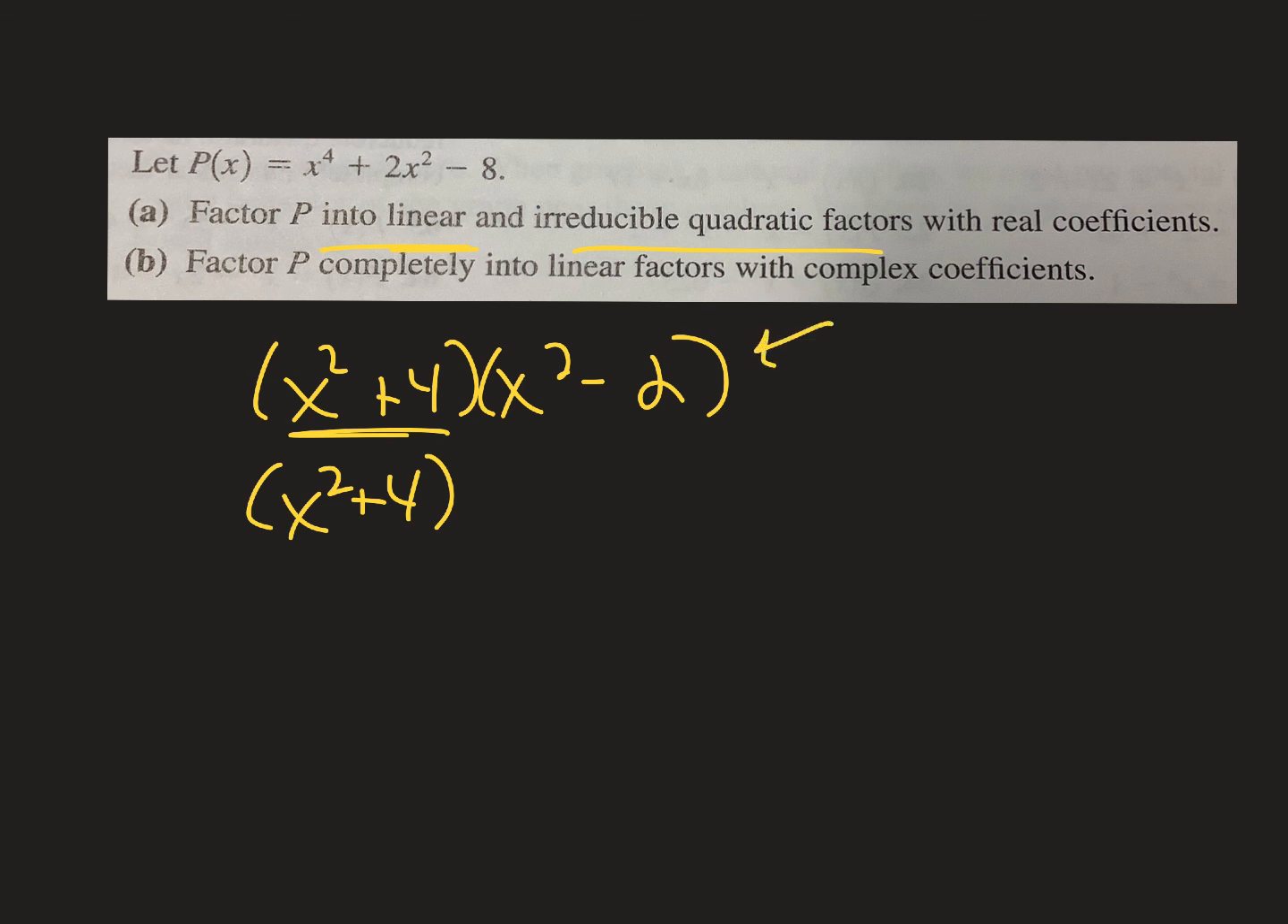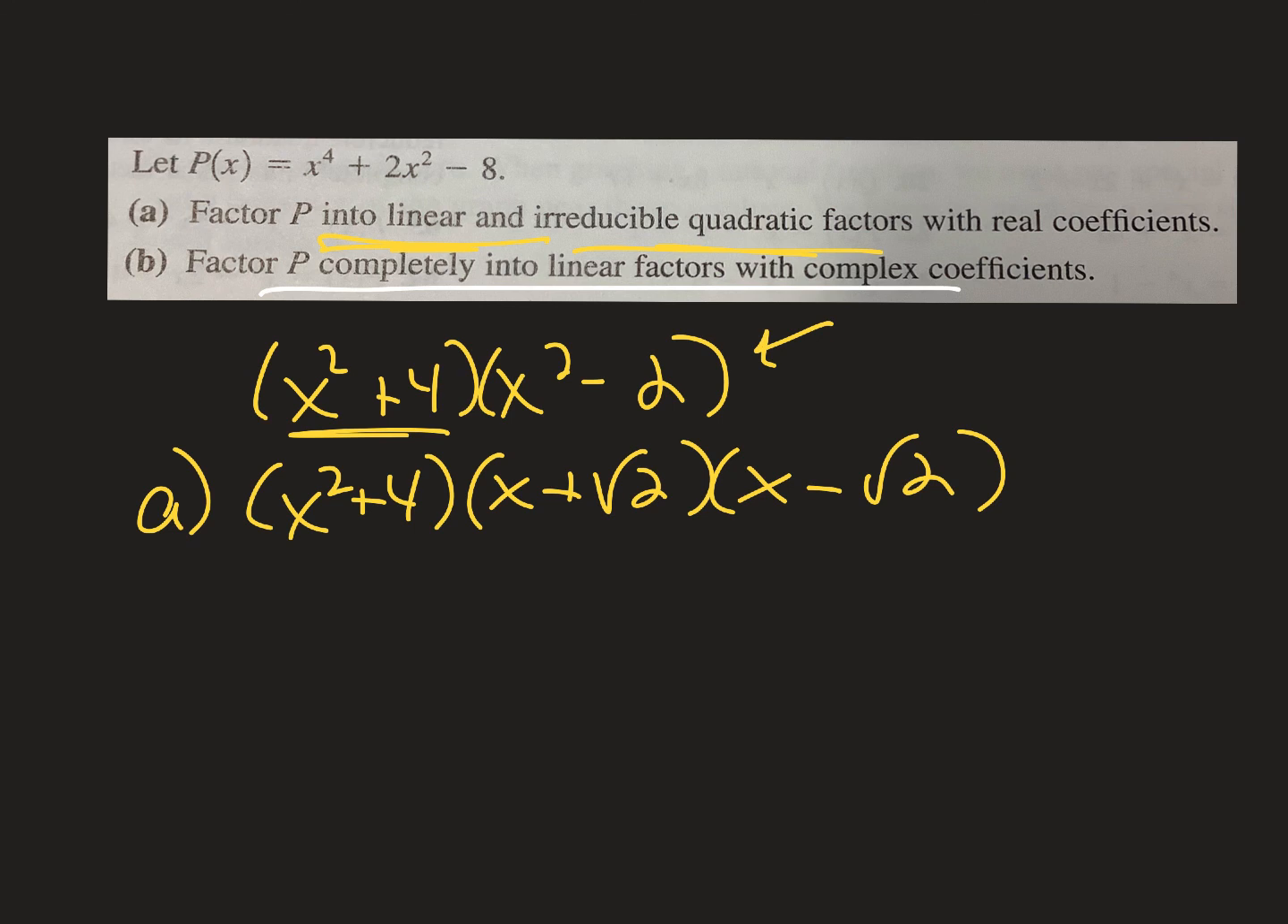This, however, is a difference of squares. I know it doesn't look like it because you're thinking 2 doesn't have a square root. Actually, it does. It is the square root of 2. So I can break that down, x plus the square root of 2, x minus the square root of 2. So that's the answer to part A. That's linear and irreducible quadratics. Now, part B takes it one step further and says factor completely to linear factors. So that means I can't leave the x squared in there.